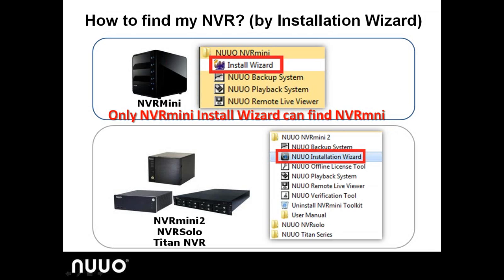There is a limitation of the installation wizard: if you want to search NVR Mini series, you must use the NVR Mini installation wizard. So only the NVR Mini installation wizard can find the NVR Mini. If your NVR is NVR Mini 2, NVR Solo, or the Titan NVR, you can use one of the installation wizards to find this NVR.